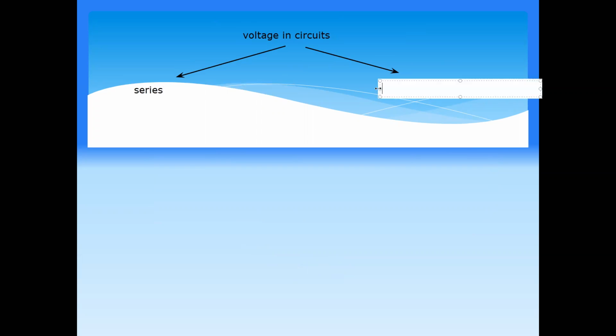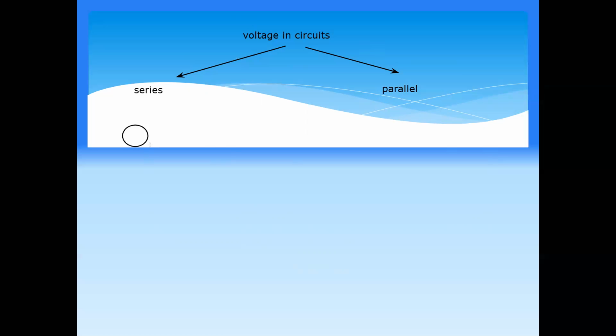Then voltage in the circuits. A circuit can be a series circuit. It can be a parallel circuit. Series circuit means charges have only one way to flow. Parallel means they have multiple ways to flow through the components.